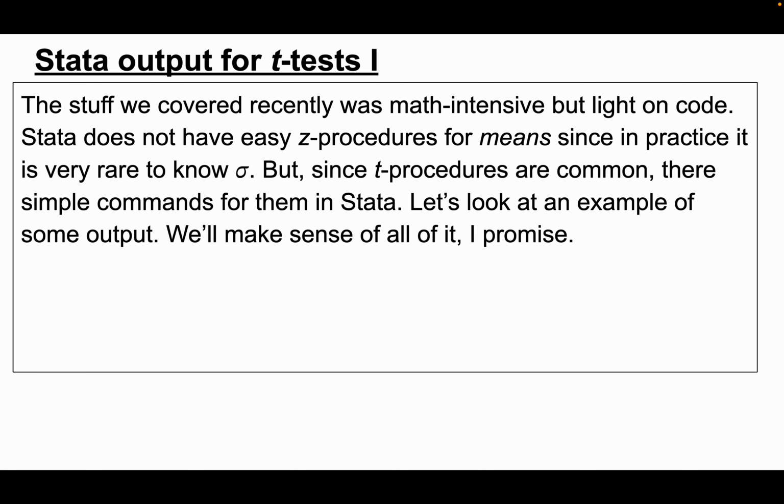The stuff we've gone over recently is mathematically intensive, but it's pretty light on code. Stata doesn't have easy Z procedures for means, since in practice it is very rare to know sigma, the population standard deviation. But T procedures are very common, right? And even though they don't make a lot of difference, we do just need to basically use those procedures in all but a couple of cases I'll address later when we use Stata.